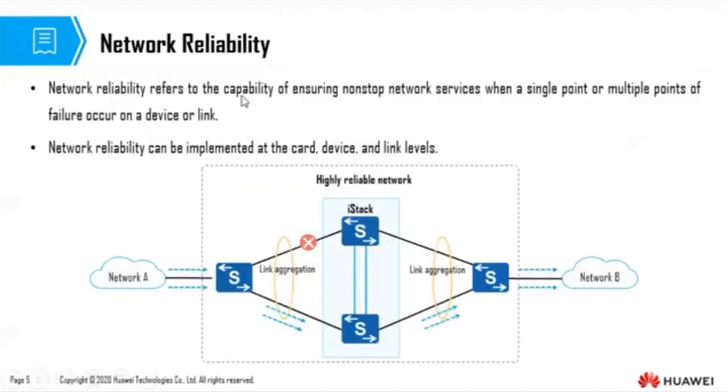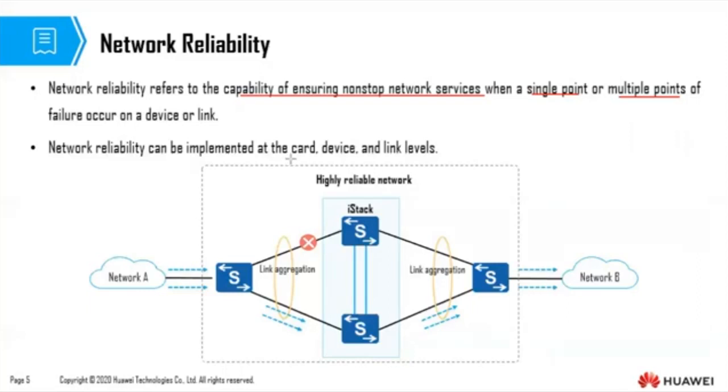So let's begin by looking at network reliability requirements. So what is network reliability? Network reliability refers to the capability of ensuring non-stop network services when a single point or even multiple points of failure occur on a device or a link. So, non-stop services. Failure has occurred on our network, but the network is still able to serve people.